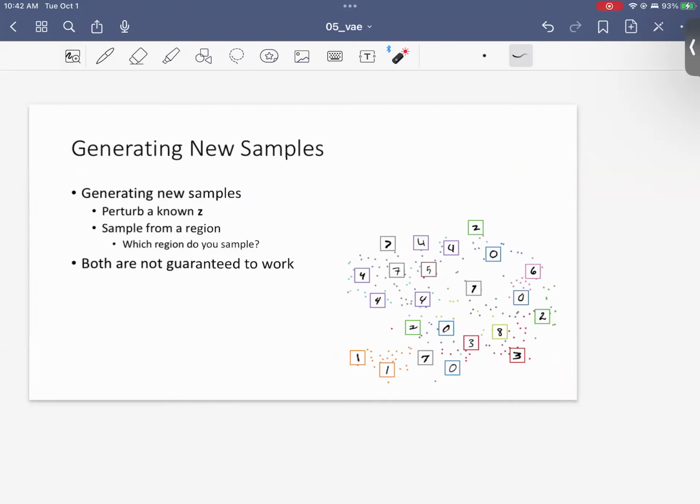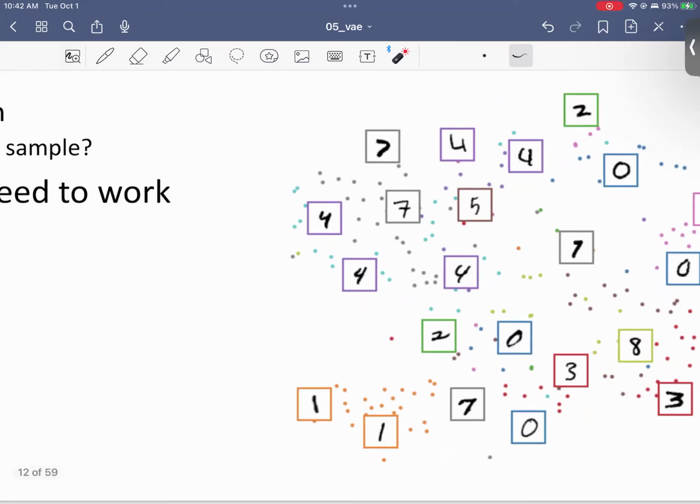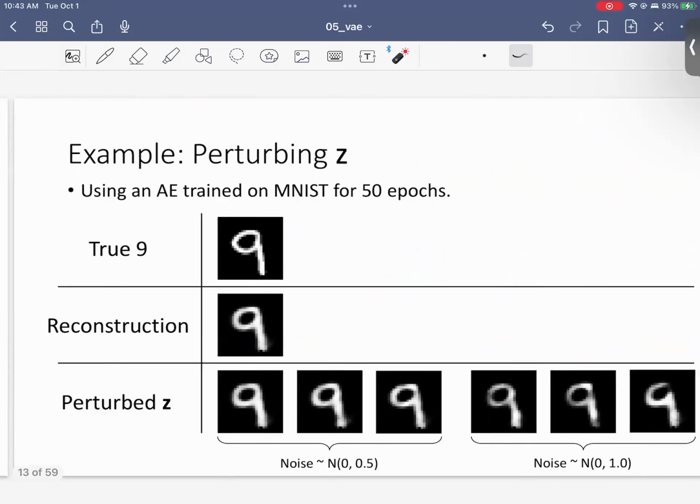So it's not guaranteed to work always because it is not always the case that your neighborhood is filled with the same ones, or same sevens, or same zeros. Like here, there are 4, 5, 7. So it's not guaranteed to work.